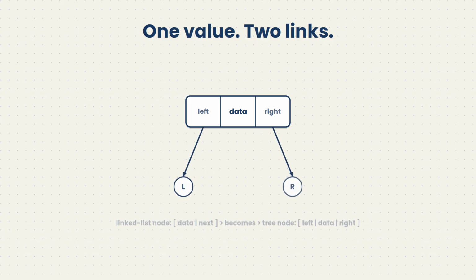How is the node built? If you saw the linked list episode, this rhymes. A linked list node held a value and one pointer to the next node. A binary tree node holds a value and two pointers, one to its left child, one to its right. If a child is missing, that pointer is just null. That's the whole building block. Wire them together, root downward, and you have a binary tree.